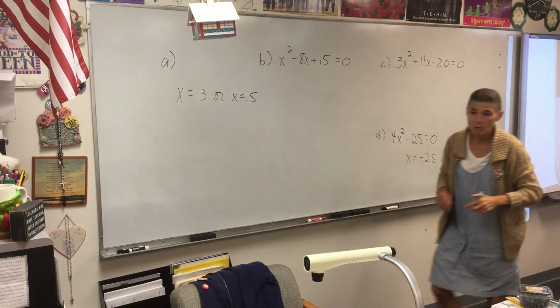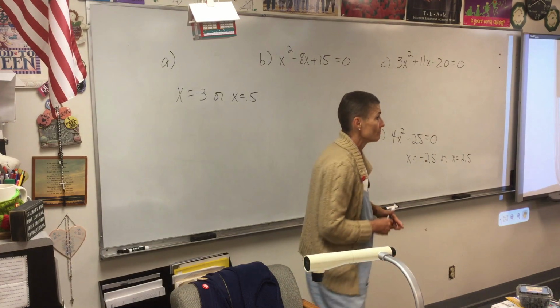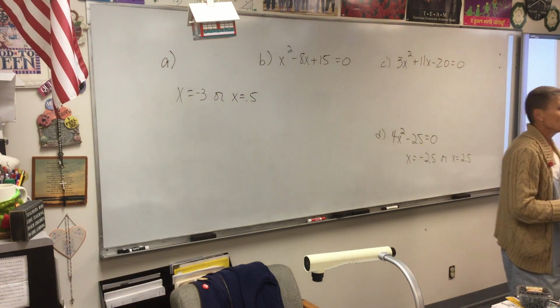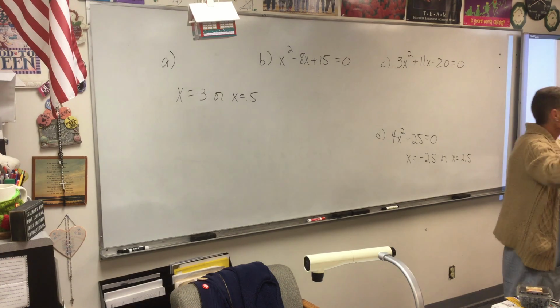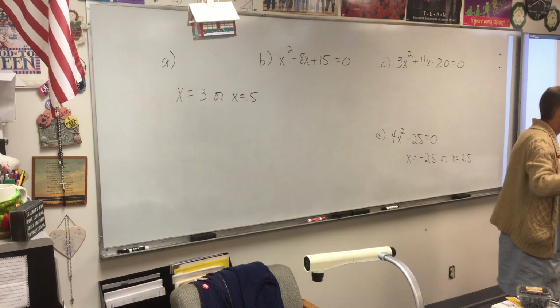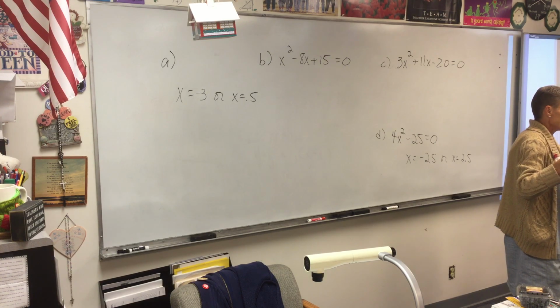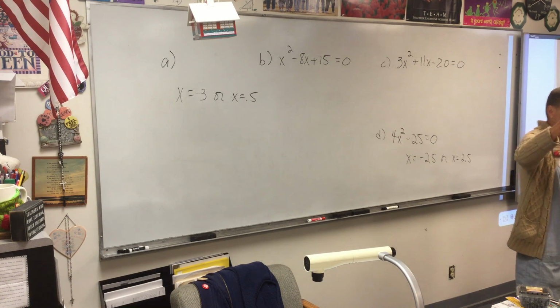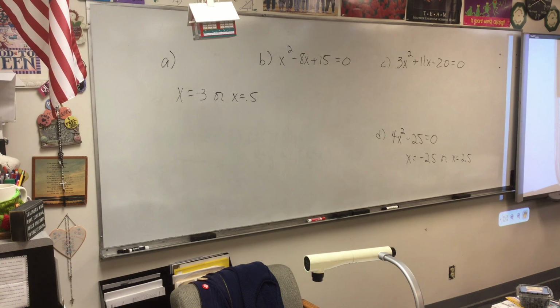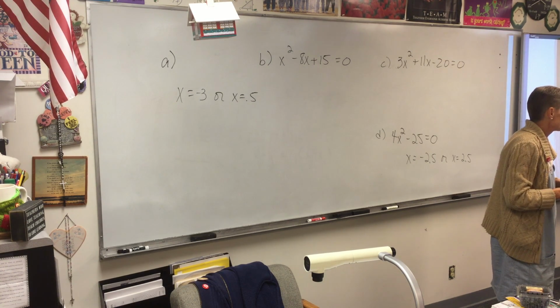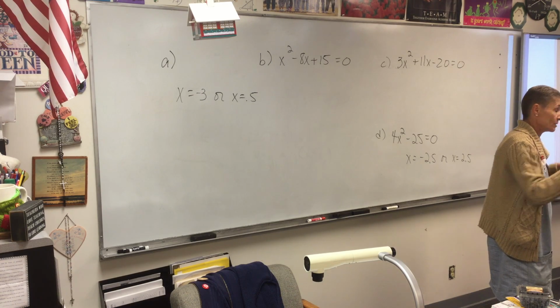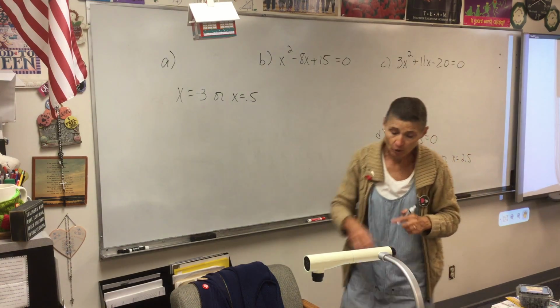Does your window have to be set like my window? Absolutely not. What do you have to be able to see? Two places where it crosses the x-axis. If your equation is a squared equation, x squared, quadratic, you're going to look for a parabola, and you're going to look for two places that it crosses the x-axis. And you're going to play around with your window until you see that. Okay, there's no magic formula. You just got to play with it until you see it. Okay, so I see it.